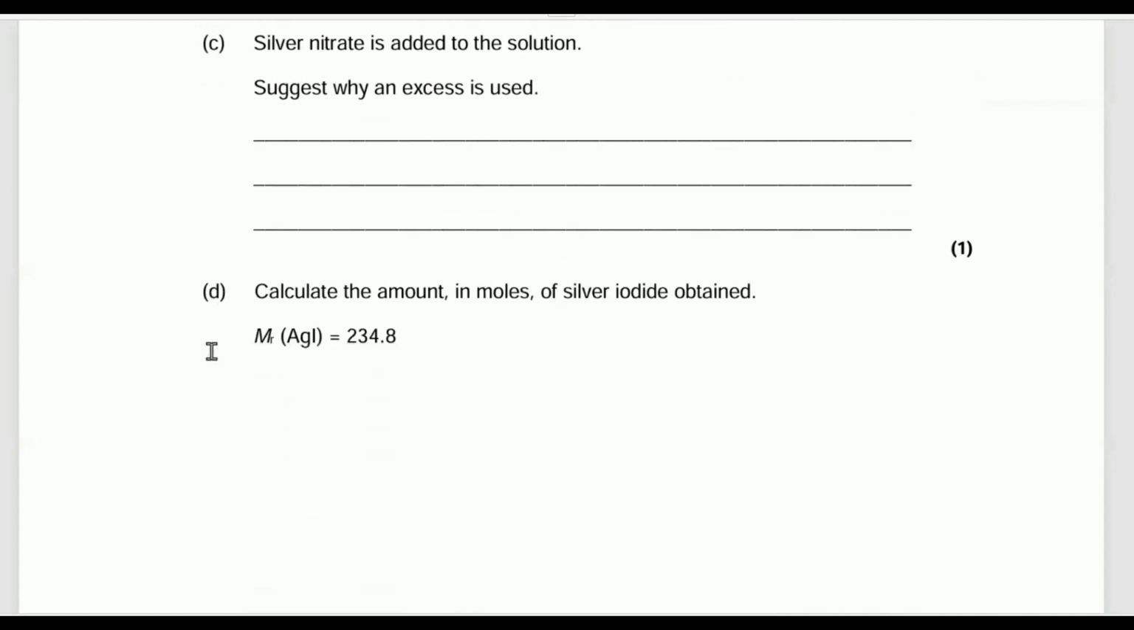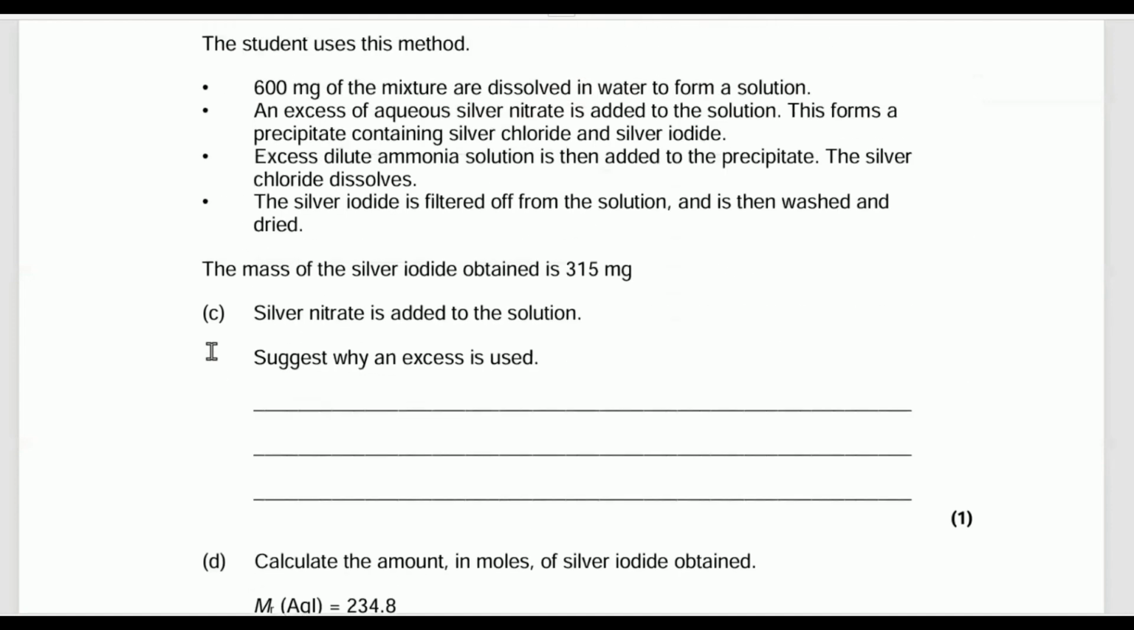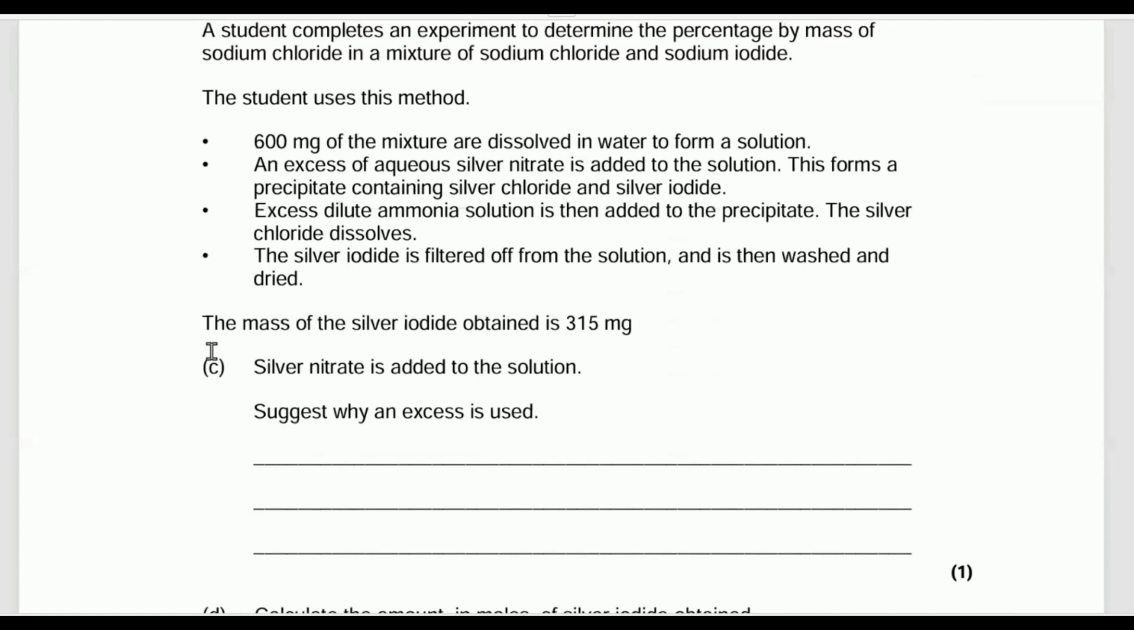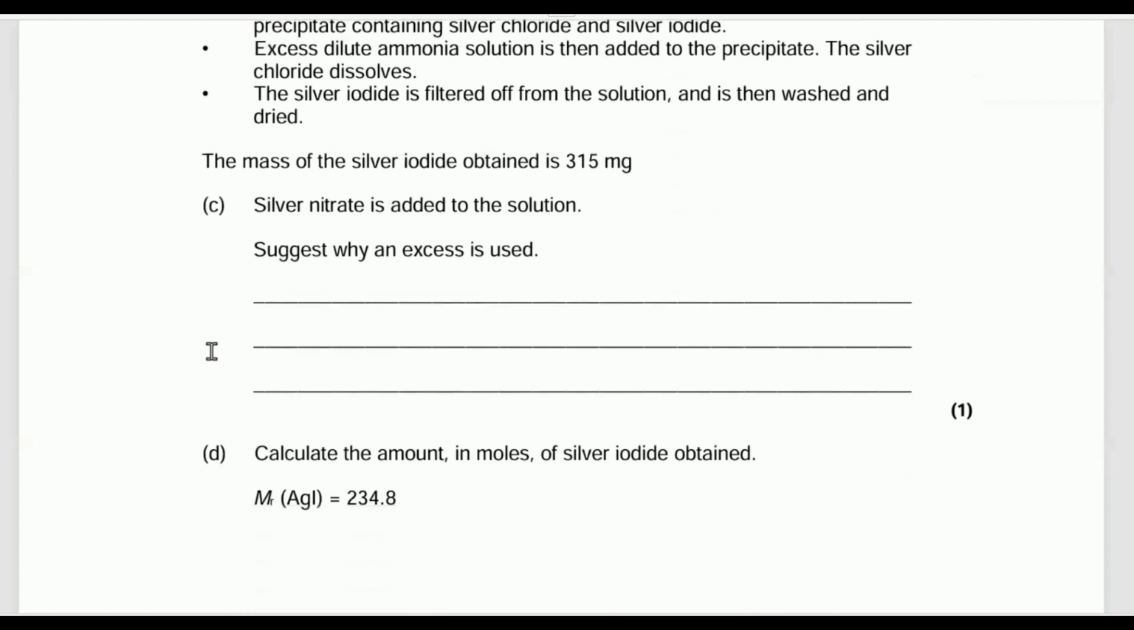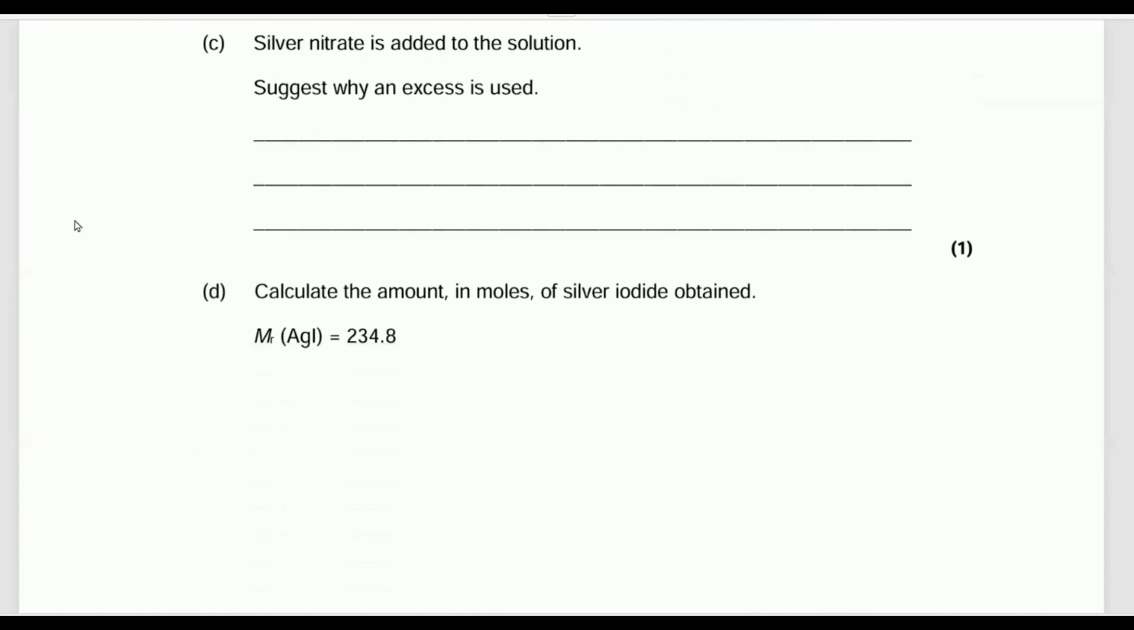That was C. Calculate the amount in moles of silver iodide obtained. So we want to work out how much silver iodide is obtained. We had 600 milligrams to start. The mass of silver iodide is 315. Calculate the moles of silver iodide. Well, that's easy, isn't it? They've given us the mass. The mass was 315 milligrams.